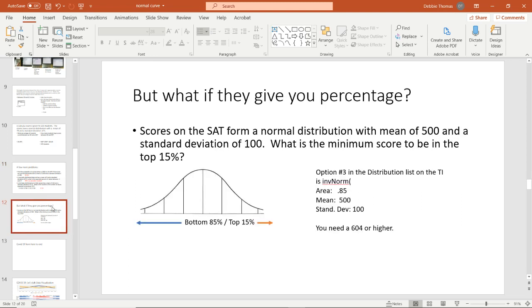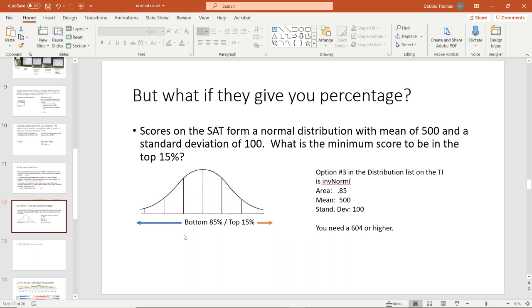But what if they give you a percentage in it? And when they give you a percentage and they ask for a score, you're basically going backwards, okay? So scores on an SAT form a normal distribution with a mean of 500 and a standard deviation of 100. What is the minimum score needed to be in the top 15%? All right, so if we look at my graph, top 15% would be this way. That means the bottom 85% would be that way to your left.